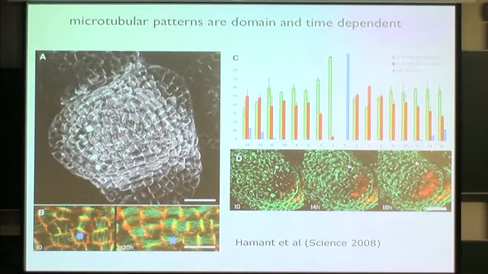Actually, the directionality of microtubules is variable via space and time. So if you look at the meristem from the top, you can see that they are randomly distributed on the central zone of the meristem, whereas they are very organized circumferentially around the meristem. Actually, as these new organs around the meristem form, the organization of microtubules around the newly appearing organs changes via time. So they are not constant.